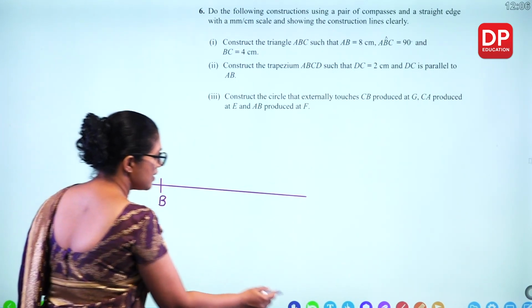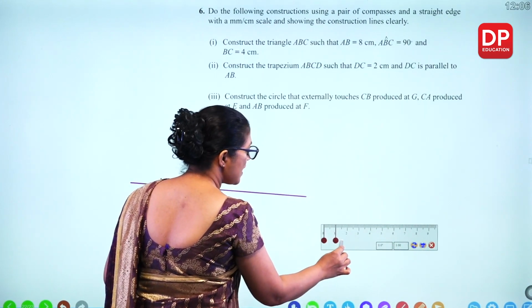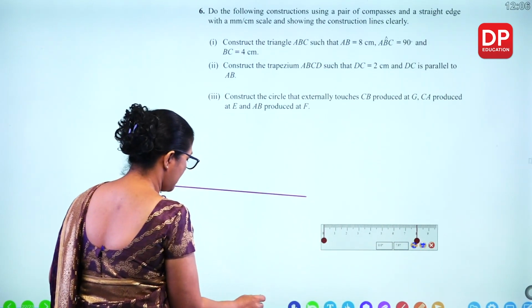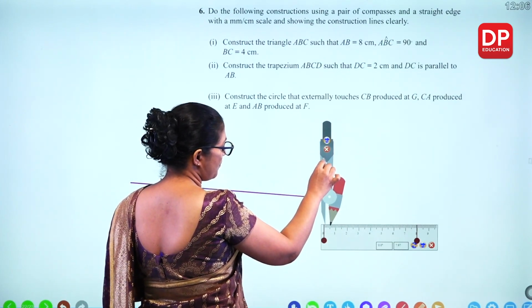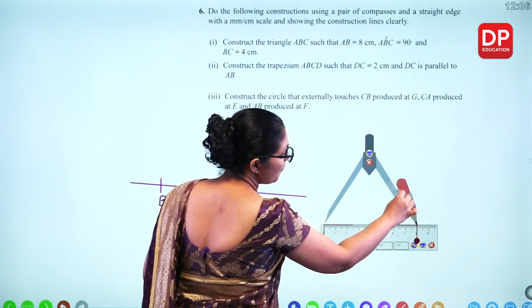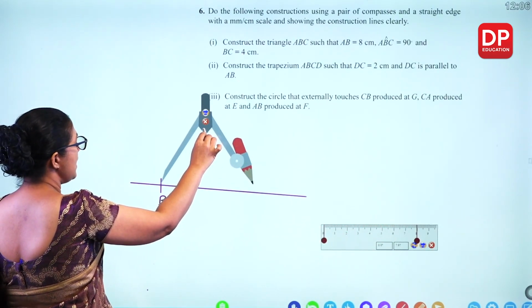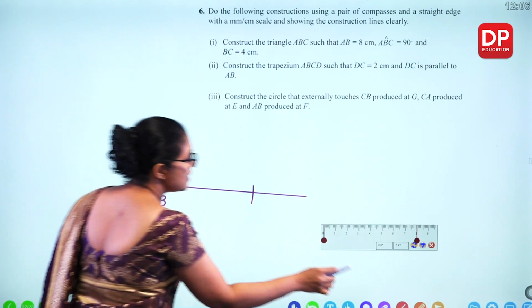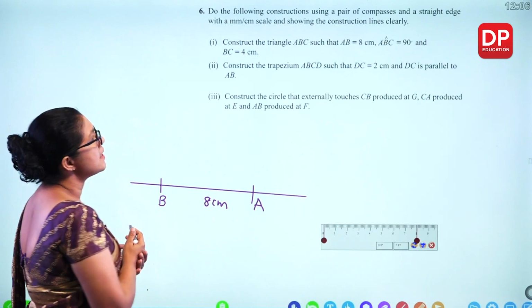AB length is 8. So take the ruler, measure 8 centimeters, and using the compass you measure 8 centimeters. Then keep it on top of point B and draw the arc. That's the point A. This is the 8 centimeter line.